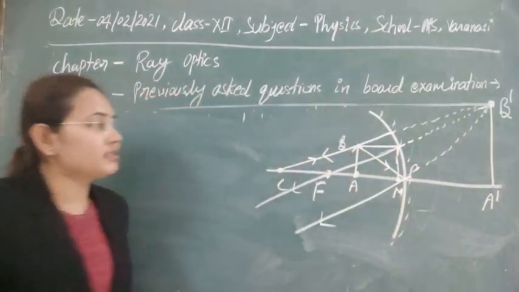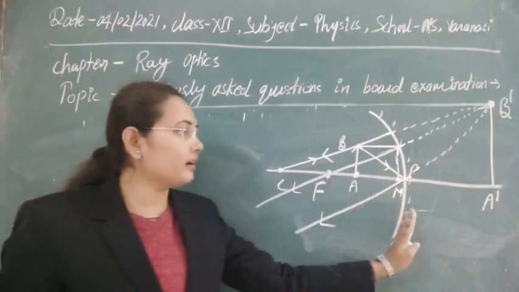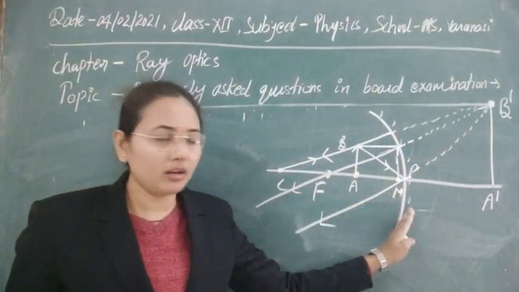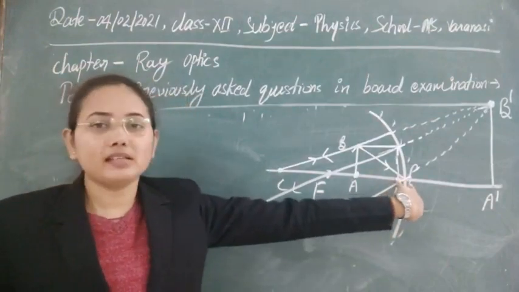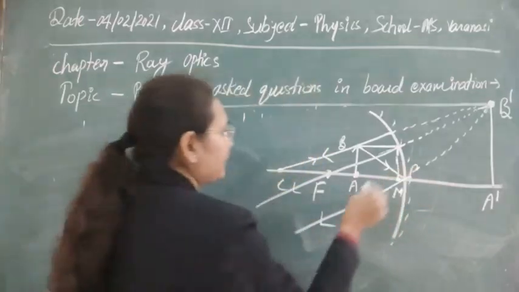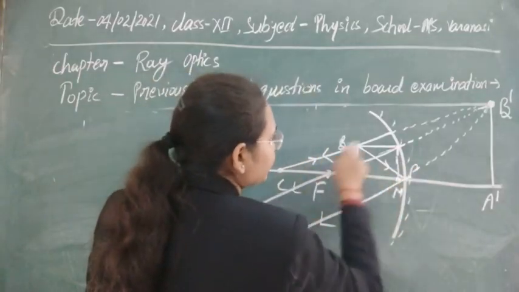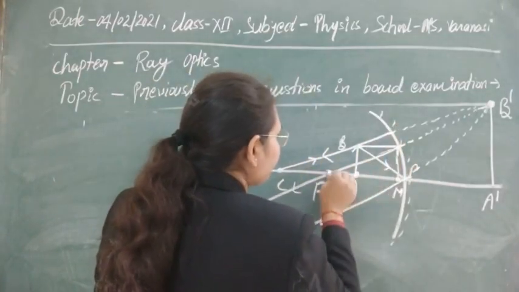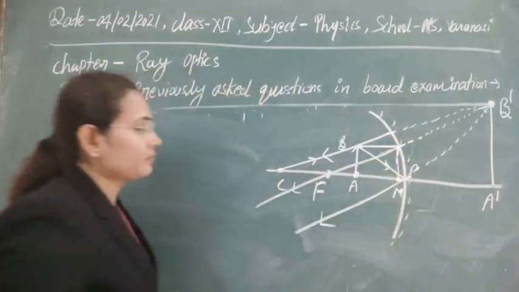So if the radius and aperture of the concave mirror are small, then these two points you can take as coinciding points here. If these two points are coinciding points, then first let's see one triangle.